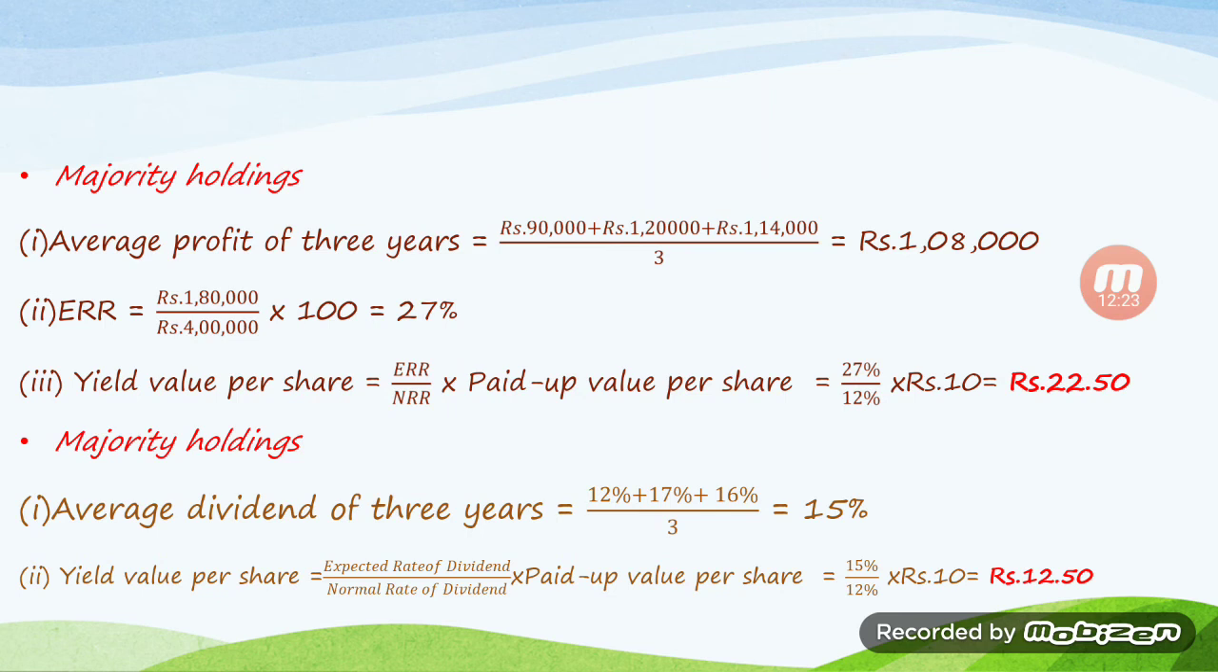Yield value per share is equal to ERR divided by NRR. ERR is 27 percent and NRR, it is given in the question, 12 percent. And the same must be multiplied with the paid up value per share, that is rupees 10, and the value will become rupees 22.50.